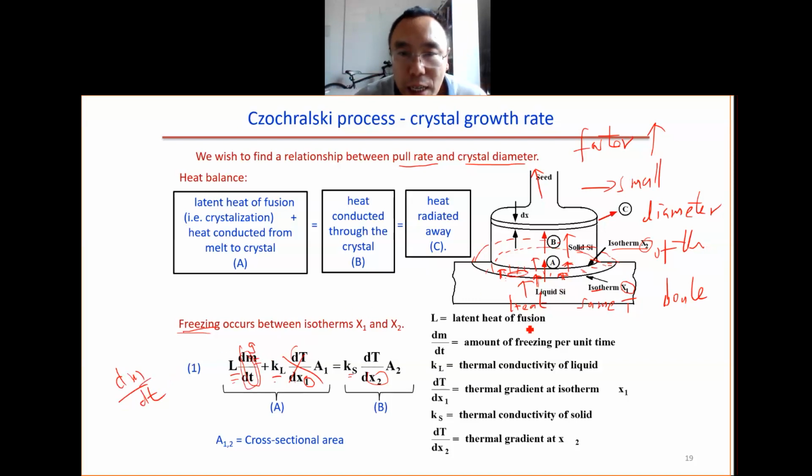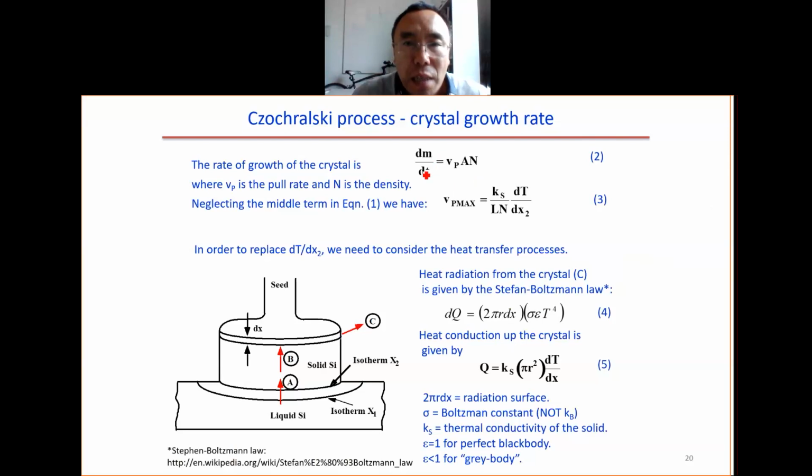The mass change, the mass amount of freezing per unit time, dm over dt, is related to the pull rate. As you can see clearly, dm over dt equals the pull rate, Vp, times A, the cross-section area, times N, the density. Normally we use rho as the density, but in this text rho is already resistivity, so here we use N as the density.